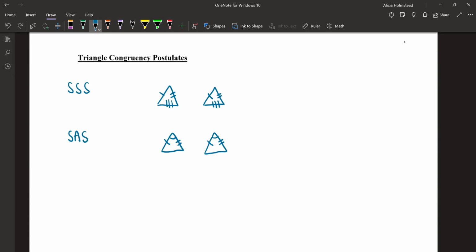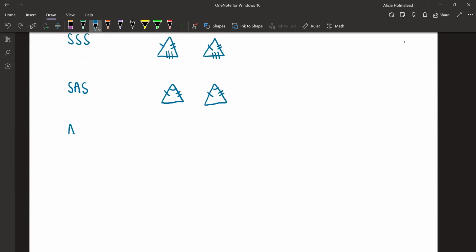Something that's important about this is that these things have to be adjacent to each other. So I think about going around the triangle in a circle. Let's say I started here, I would pass a side that was congruent, and then I would pass an angle that was congruent, and then I would pass a side. And that's why it's called side angle side triangle congruency. They have to be in that order.